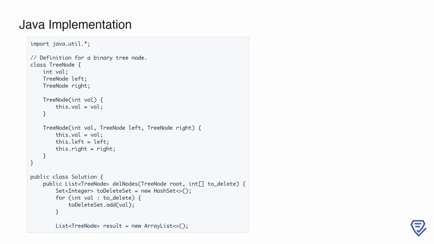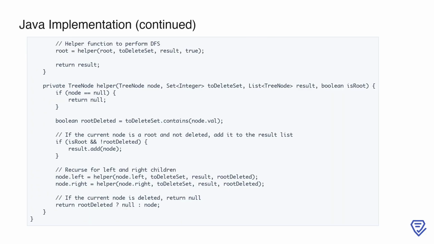Inside this method, we first convert the array of nodes to delete into a hash set. This allows us to achieve constant time lookup when checking if a node needs to be deleted. Next, we initialize an array list called result, which will store the roots of the remaining trees after the deletions are performed. Now, we proceed by calling a helper method that performs a depth-first search on the tree.